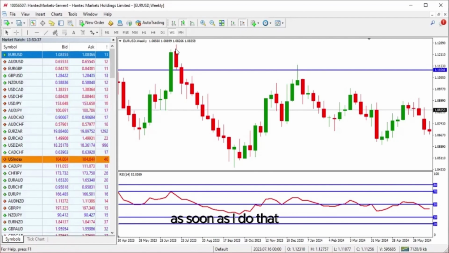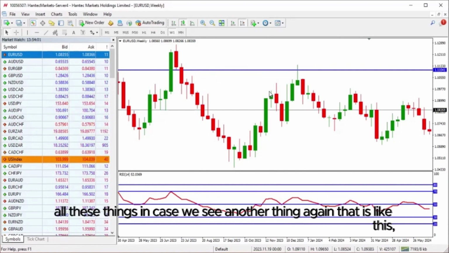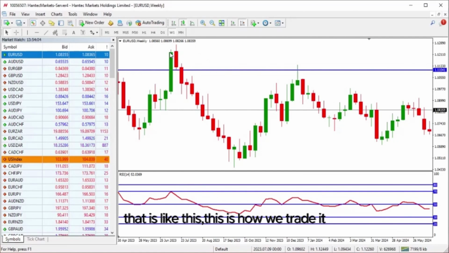As soon as I do that, I will go to a smaller time frame. A smaller time frame for my entry can be daily time frame, hourly time frame, and when I go to any of the time frames for my entry, I will wait for a candle to break and close below the line. We are learning all this in case we see another one like this, this is how we trade it, because dark cloud cover is a pattern that we'll always see. There is no week you will not see dark cloud cover. So this is the one that happened in the past, and when it happened, this is how we trade it.